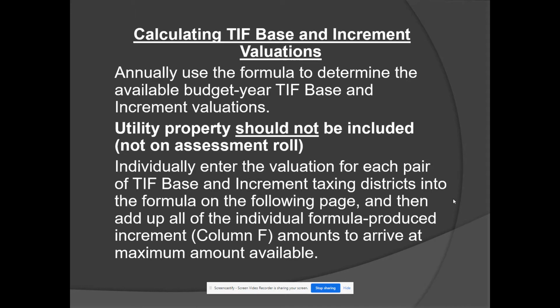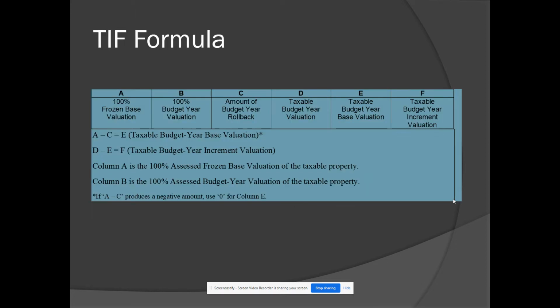Now, your software systems do these calculations for you, but to better understand how the revenue is calculated and to make sure that everything is coming out in the manner that you anticipate, we do suggest that you individually enter the valuation for each pair of TIF base and increment taxing districts into the formula that we suggest on the following page and add them all up. Add up all those individual formula-produced increment valuations to arrive at a maximum amount available for an area.